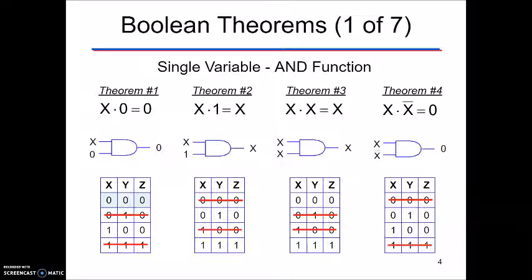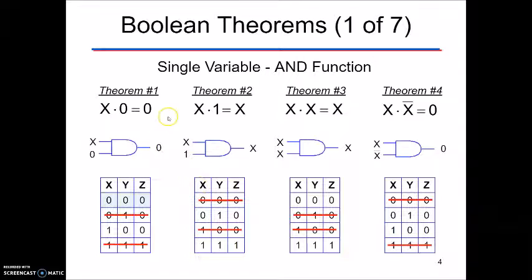Okay, so these are single variable and function theorems. Theorem 1 is that x and 0 equals 0. Theorem 2 is x and 1 equals x. Theorem 3, x and x equals x. And theorem 4, x and not x is equivalent to 0.